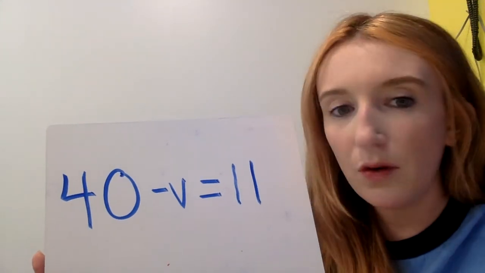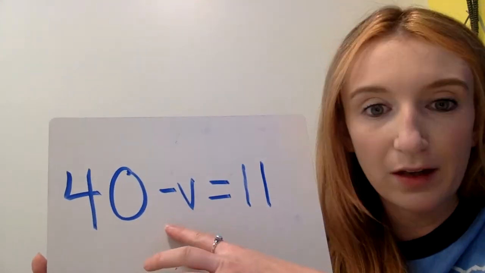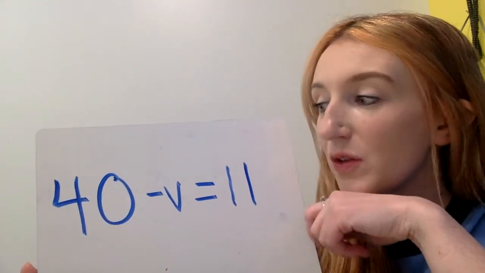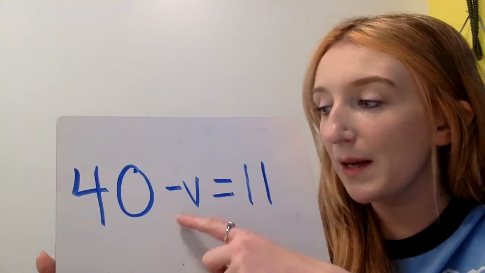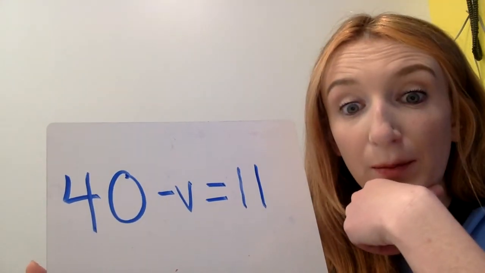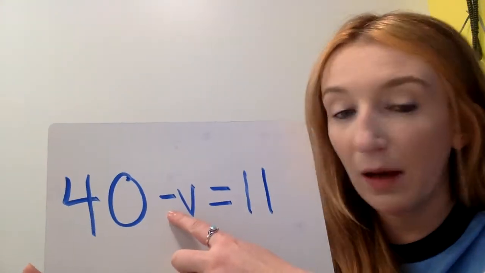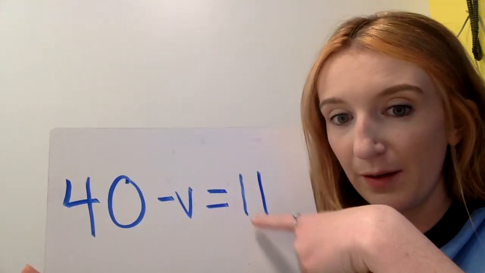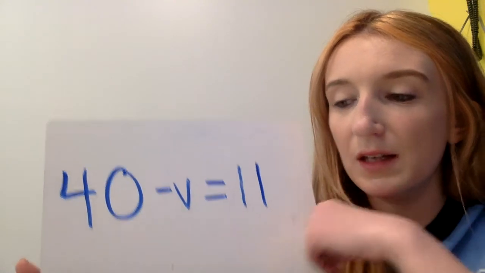So this one, I noticed that I actually have a negative variable here, and I don't want to have a negative variable. So the first thing that I'm going to do is make my variable positive. One way that I could make my variable positive is by adding my variable to this side and adding my variable to this side. So let's see what that does when I add v to both sides.